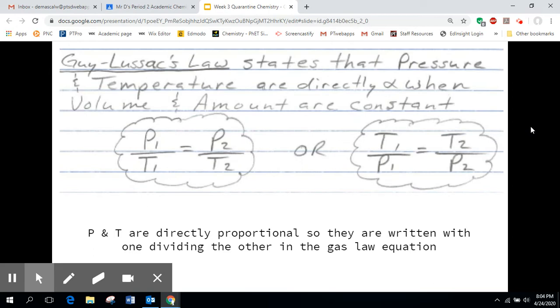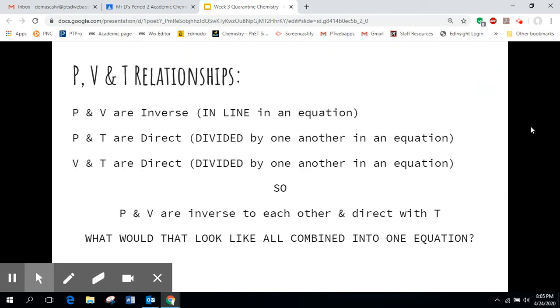You can see it almost looks identical to Charles' law, except instead of V over T, it's P over T. Pressure and temperature are directly proportional when amount and volume are constant. Again, you would use the one on the left if you're trying to find a pressure. Put the P's on top if you're trying to find a P. Put the T's on top if you're trying to find a temperature. So P and T are directly proportional, so they're written divided by each other. They're direct, they're divided by each other.